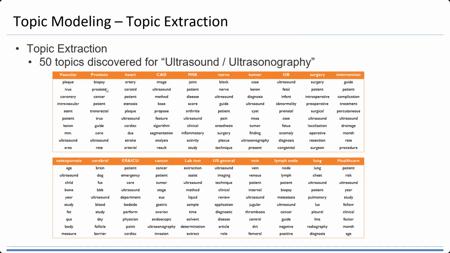This is another topic extraction application. There are 50 topics discovered from articles about ultrasonography. When we have articles about ultrasonography, there are 50 topics, like vascular, prostate, heart, CAD, and so on. And those are the most frequent words appearing in that document.